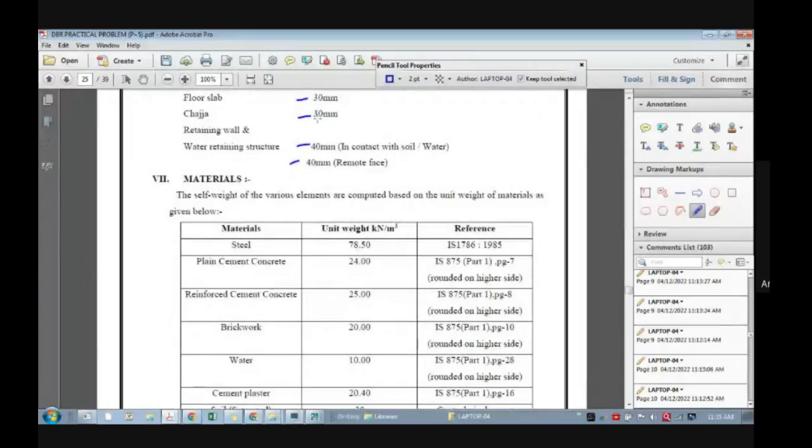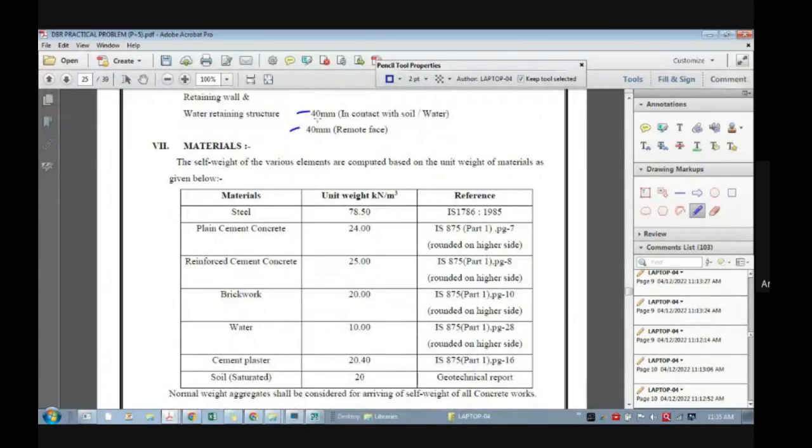Then materials: what materials are you using and what are the unit weights? I think this was already considered previously. Unit weight of all materials. For reinforcement we use steel, and unit weight of PCC is also there, in the structures below the footing and plain beams. RCC material, brickwork, water, cement, plaster.